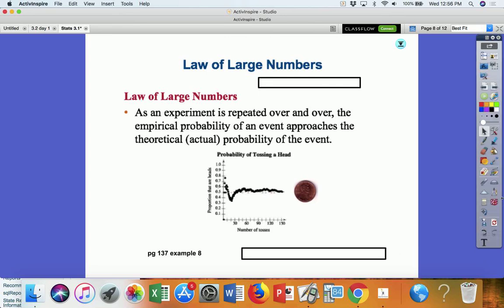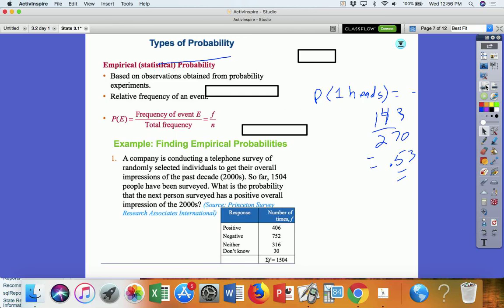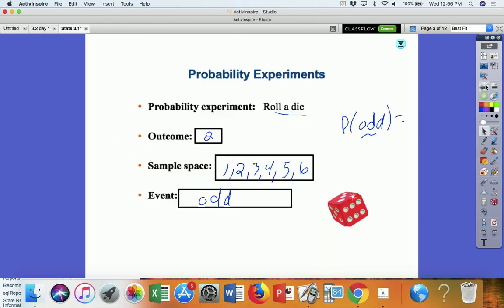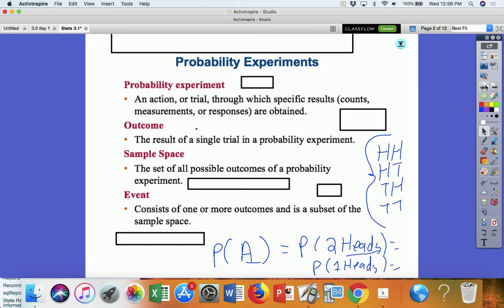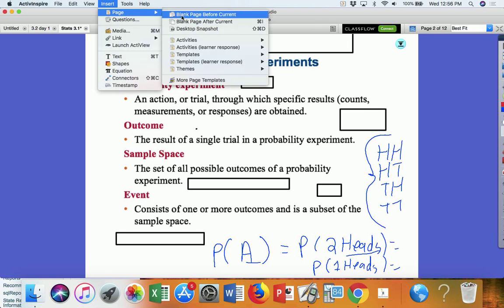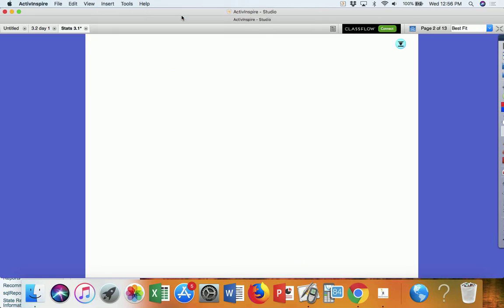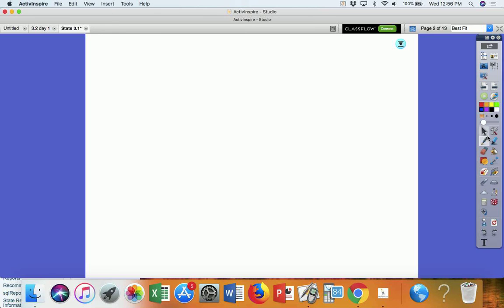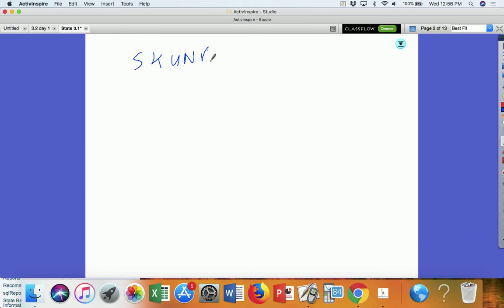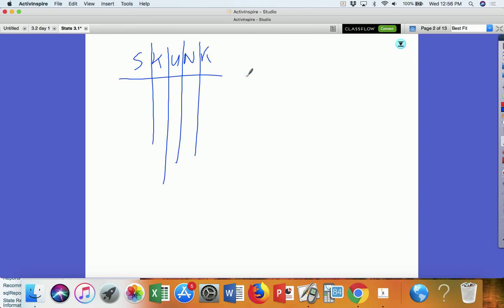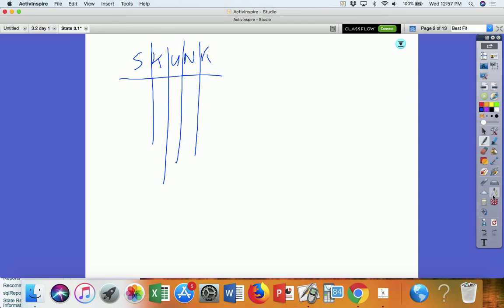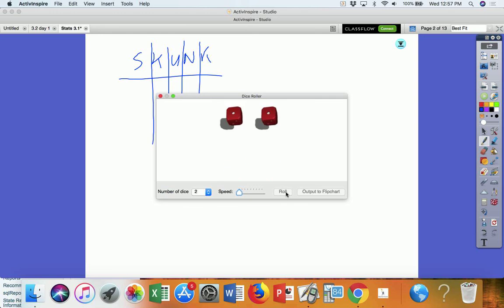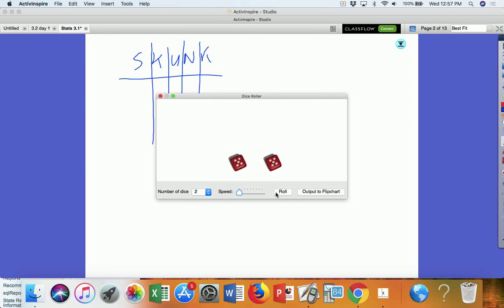Okay? But we are going to experiment with some things, and I'm going to show you another game. It's Skunk. Some of you have played Skunk before, some of you haven't. I'm going to show you how to play it. Write Skunk on a piece of paper somewhere. I want you to write a 10 in the S column and stand up.